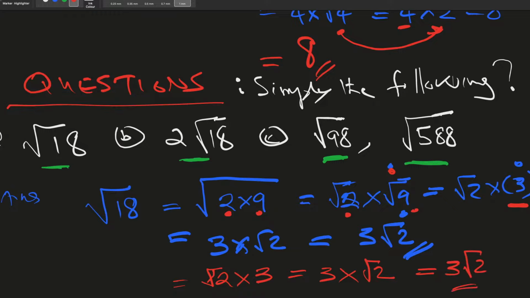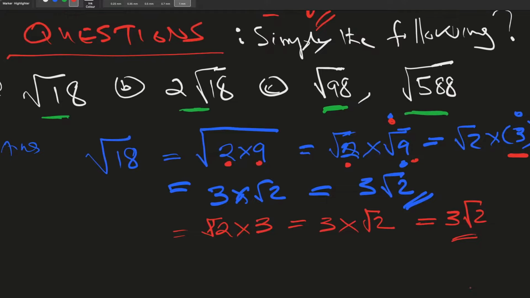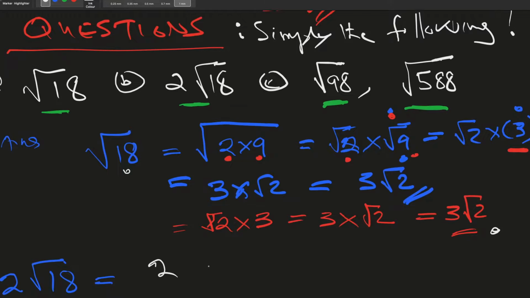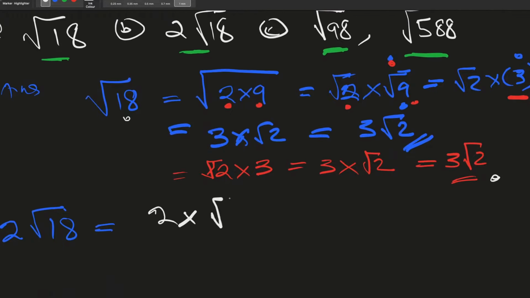Now let's look at 2 root 18. How do we solve that? If we are very quick, you will see that when we solved root 18, this was our answer. So we can straightforwardly substitute this in place of root 18. But we're not going to do that. We are going to do it step by step. So you know this means 2 is multiplying root 18.